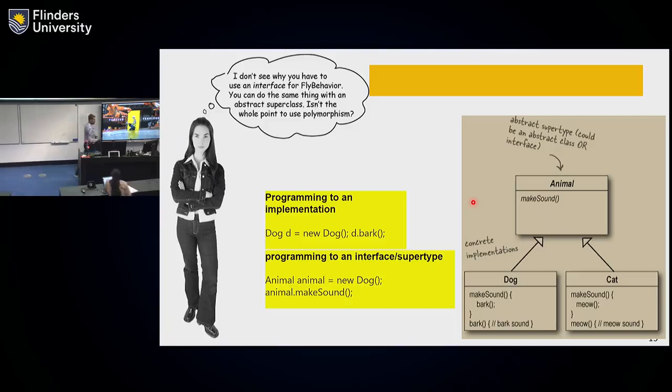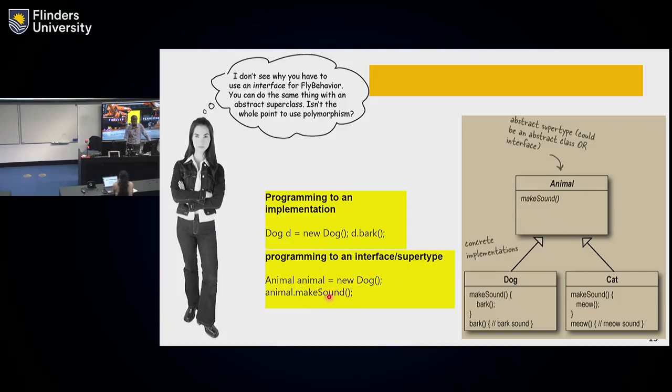So we have an example over here. This is programming to implementation. And you have done programming. If you create a new object of a certain class, basically you assign it to a variable of that class. So Dog is a new class, and you create a new variable d of type Dog. This is programming to implementation. This is programming to interface, or super type, that could be an abstract class. So Animal is a super class, abstract class or interface, and these are two child classes.